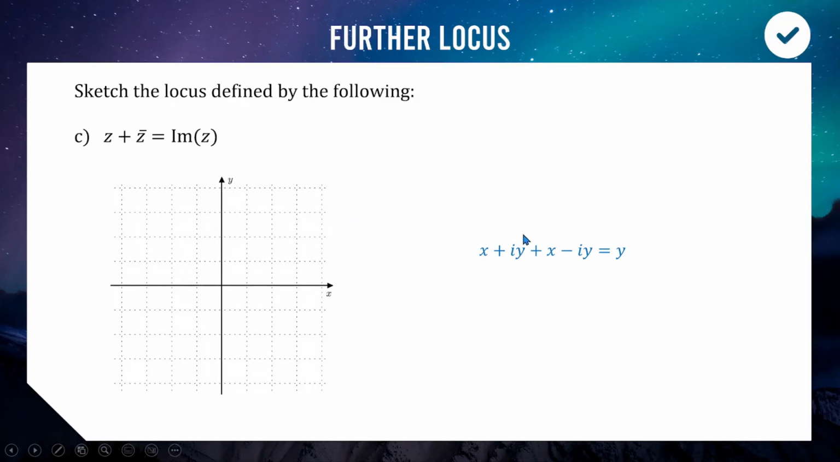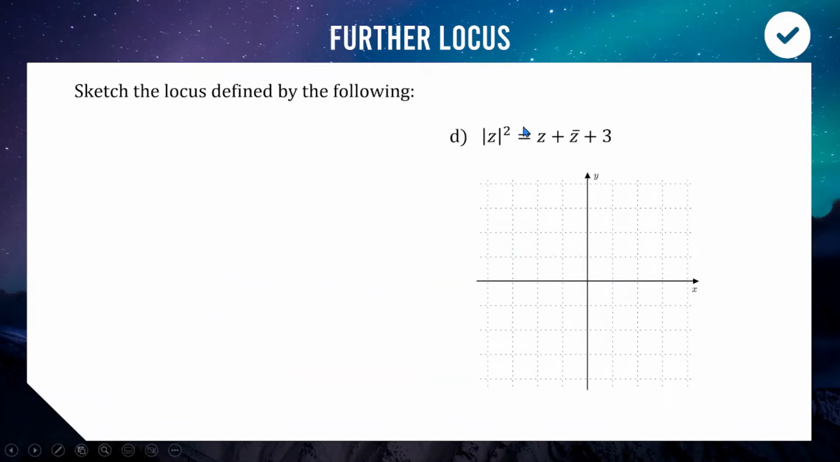This one's not too bad because the iy and the negative iy cancel out. x plus x is 2x, so we have the line y equals 2x, and suddenly I don't know what that looks like, but I do know what y equals 2x looks like. It's a line with a gradient of 2 passing through the origin. So there is our locus. So if you look at the question and you're not sure where to start, plan B is to write in terms of x and y and go from there.